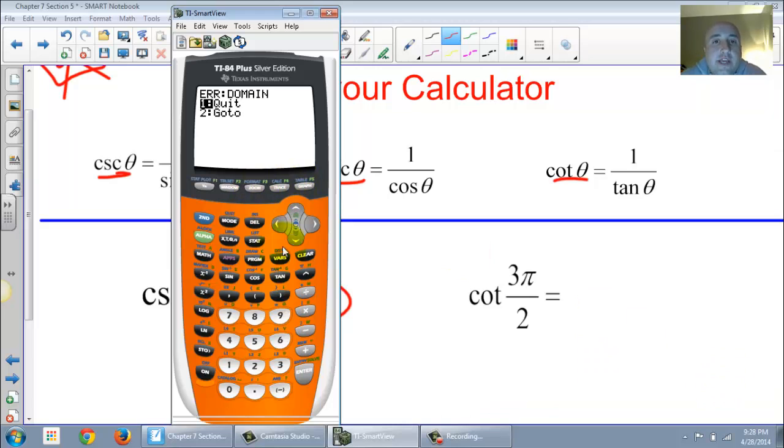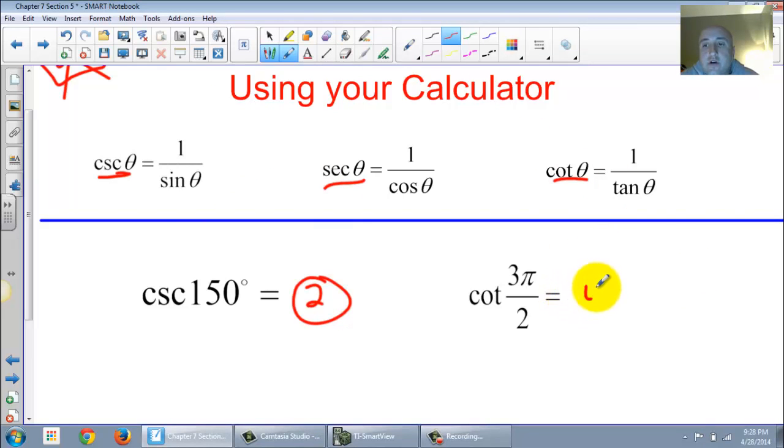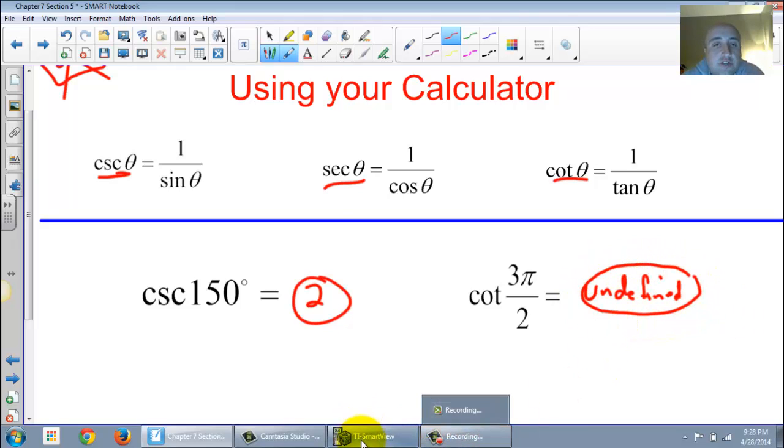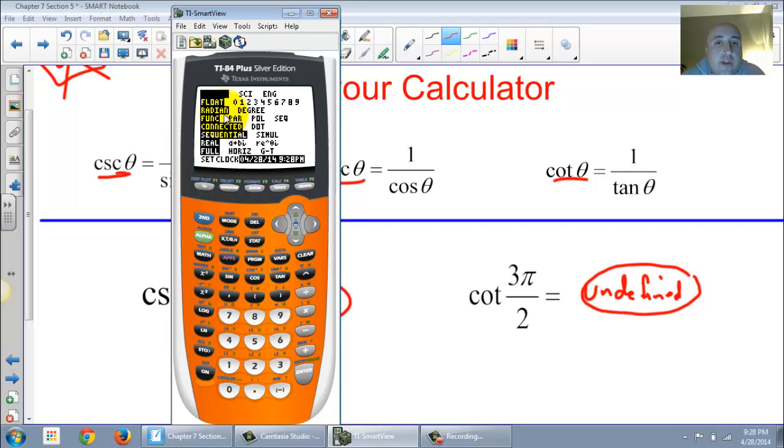So when we hit enter, we get error domain. Anytime you see error domain, you should remember from previous problems that we've done that that is undefined. Okay, so that would be undefined. So 2 is the first answer, undefined was the second answer. Make sure that you're always switching the mode from radians to degrees depending on what angle you have.